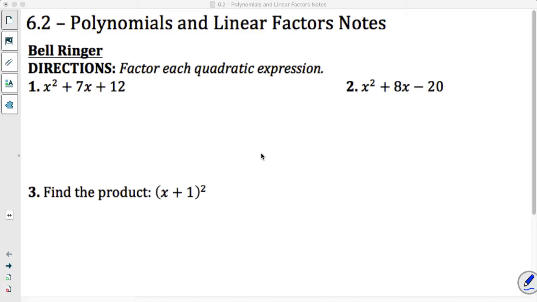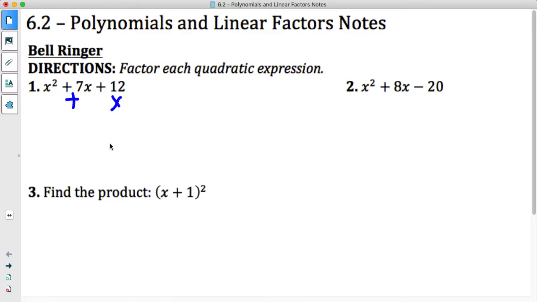All right, so now we have the 6-2 polynomials and linear factor notes. We're going to start this one off by reviewing our factoring. So factoring quadratics, x squared plus 7x plus 12. Remember, we're looking for two numbers that are going to multiply to give us this last number, and then add to give us this middle number.